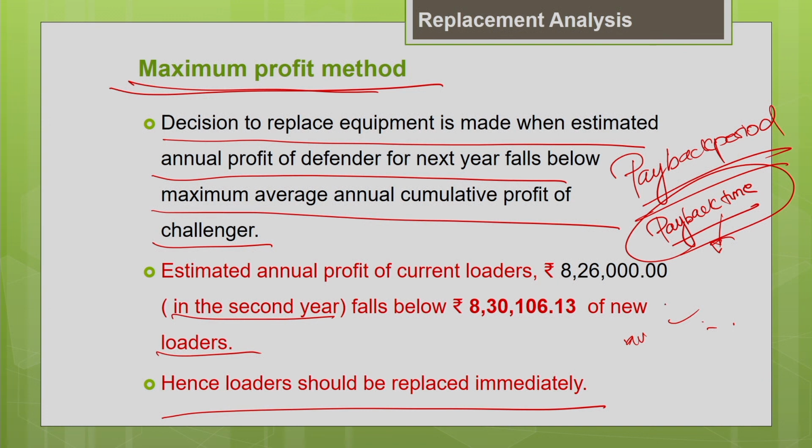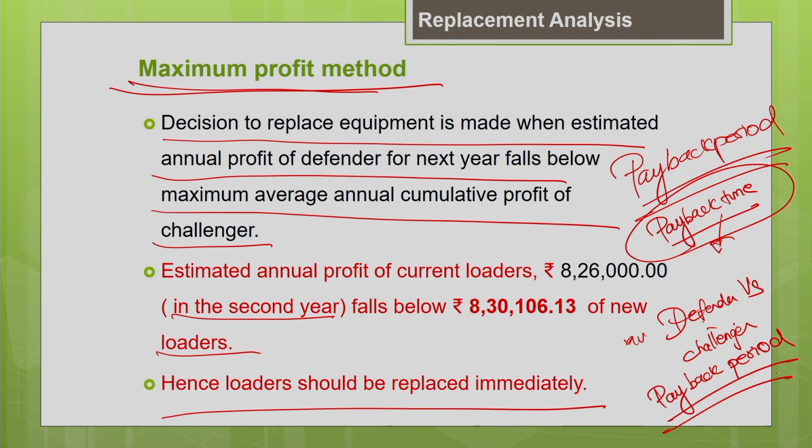We will compare the payback period value of the defender and the challenger. Whichever machine has a lower payback period, that means if you are able to recover the initial cost faster, that machine is suitable. That is how we compare based on the payback period method. For example, if the challenger gives you a shorter payback period when compared to the defender, then we have to replace the defender with the challenger. Whichever has the shorter payback period, we go for that machine. That is how we compare the alternatives.